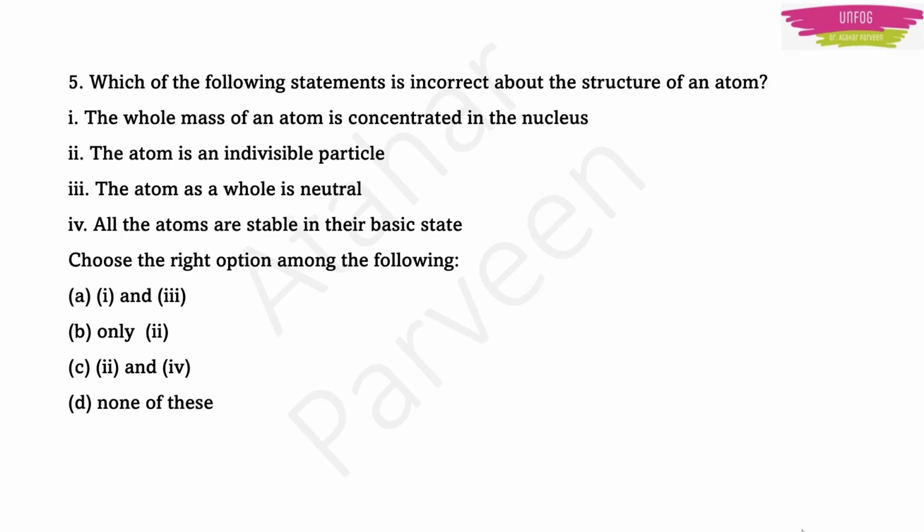Next question. Which of the following statements is incorrect about the structure of an atom? Whole mass of an atom is concentrated in the nucleus. The atom is an indivisible particle. The atom as a whole is neutral. All atoms are stable in their basic state. So which is incorrect? It is that the atom is an indivisible particle and all atoms are stable in their basic state. These are incorrect statements because many atoms are not stable in their basic state, which we saw in radioactivity also. And of course the atom is a divisible particle because there are more subparticles, right? Electrons and protons are there. Okay.